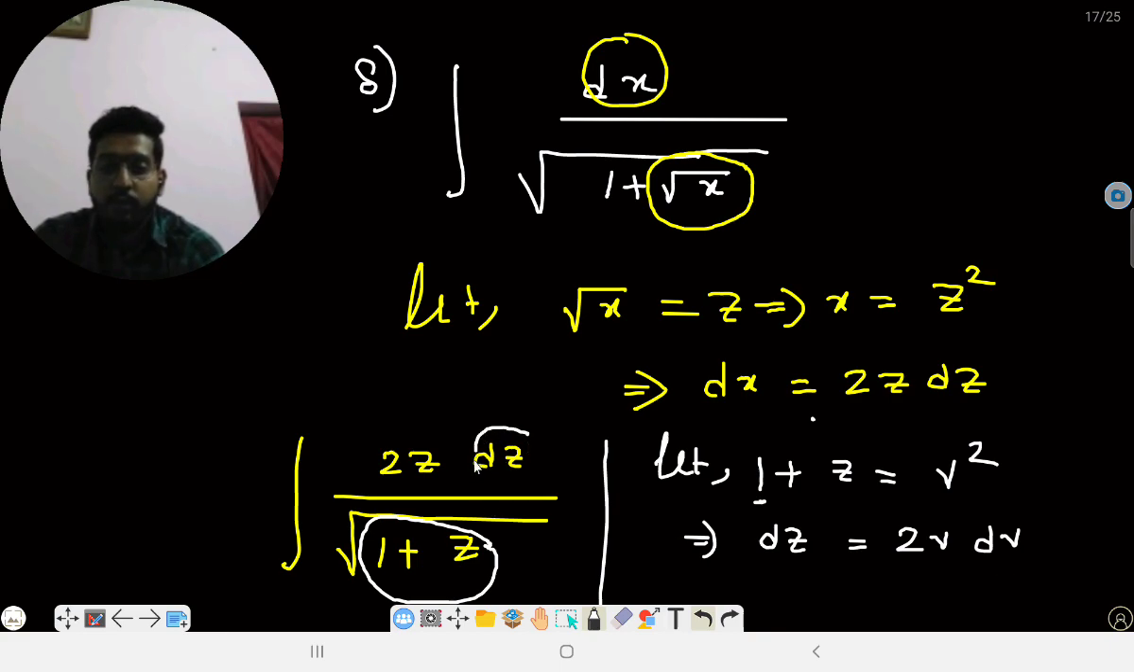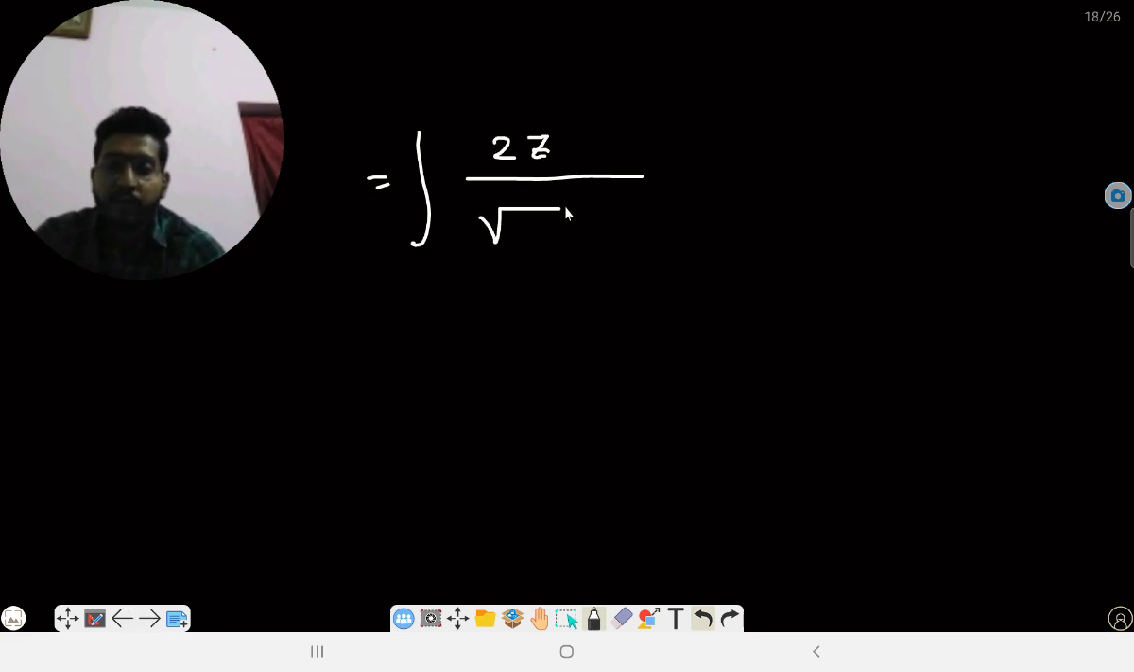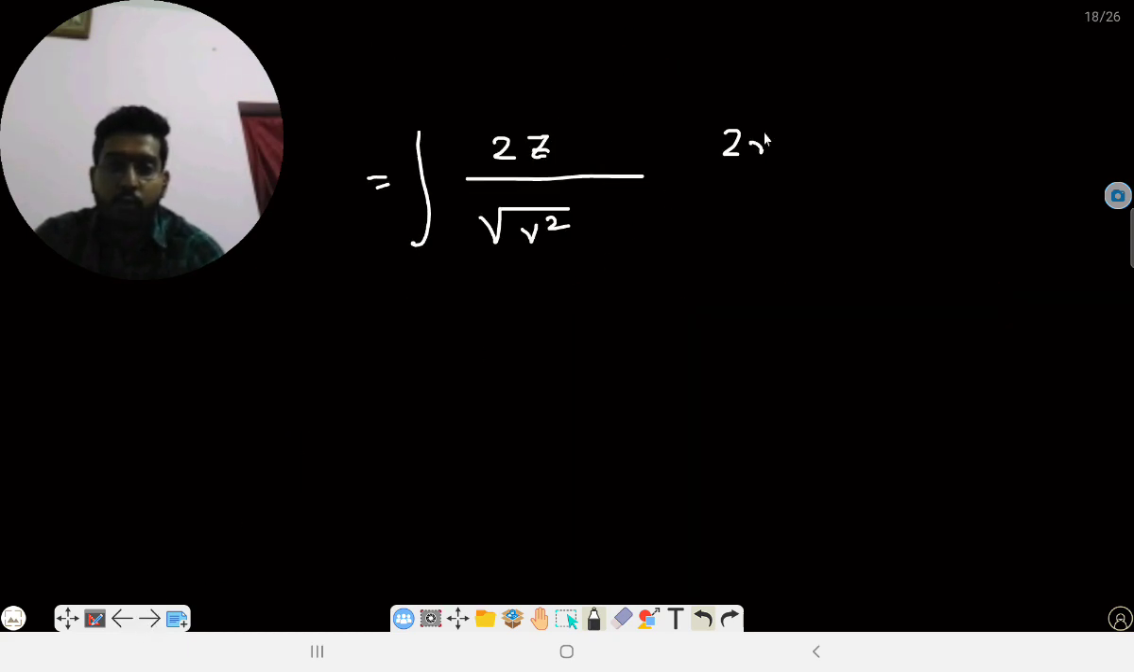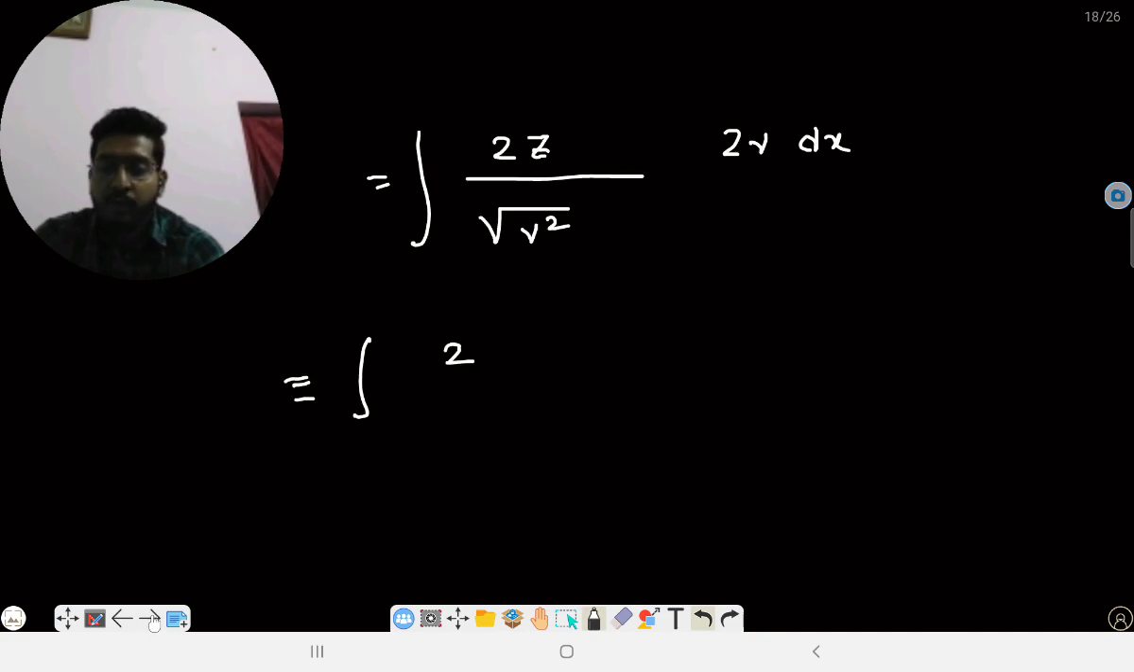Now put the values here. So we got the value of dz. So it will be integration of 2z by root under of 1 plus z, so root under of v square, and here dz, what is the value of dz? That will be 2v dv. So here integration of 2. Now z, what is the value of z? From here we can find z is v square minus 1. So from here we can write v square minus 1 by v, and this is 2v dv.